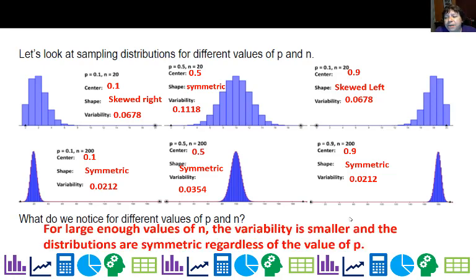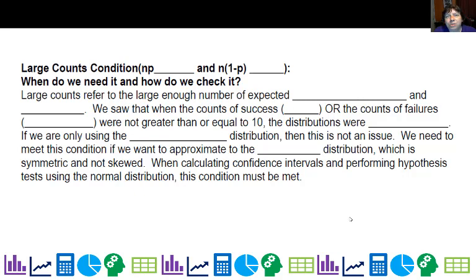So for large enough values of n, the variability is smaller and the distributions are symmetric, regardless of the value of p. Which brings us back to the large counts condition that I was referring to. That is that n times p is greater than or equal to 10, and n times 1 minus p is greater than or equal to 10. The large counts refers to a large enough number of expected successes, that's n times p, and expected failures, that's n times 1 minus p.